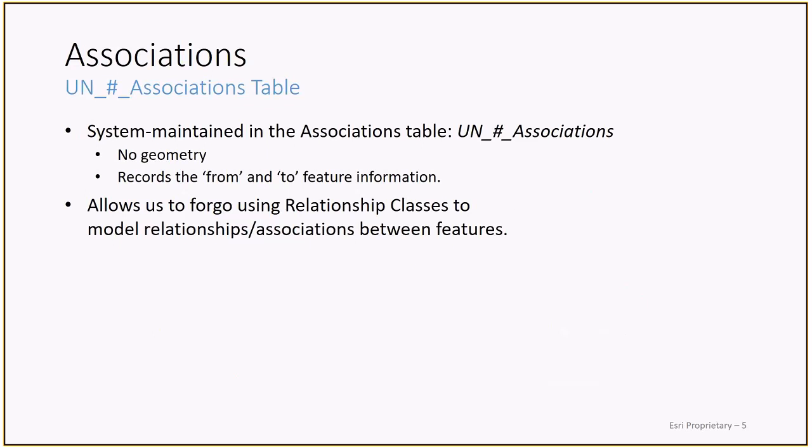When we create these associations, where do they actually live? This is for anyone who ever has to support this and try to figure out where these go when you create them. There is a system table called UN_#_associations, where the number sign is the dataset ID of the utility network itself. This is the table that stores all associations: connectivity, containment, and structural attachments.